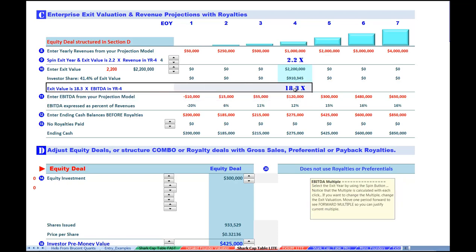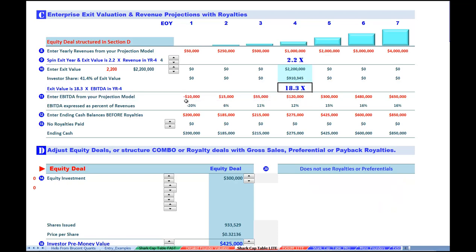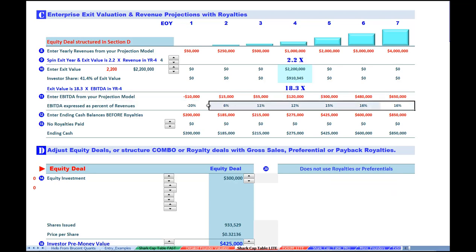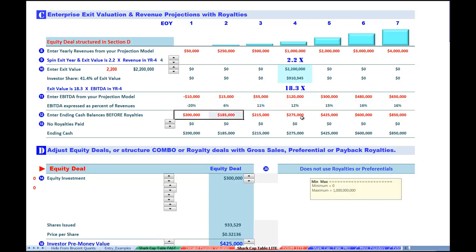Also, we have EBITDA multiple, and we get the EBITDA multiple from the EBITDA which we've entered. There's a percentage here which allows you to kind of guess if you don't have a financial model. You know, EBITDA in the 10 to 15% range is not too outrageous. Also, you need to estimate how much cash you will have, because we're going to ascribe a royalty which is going to come out of cash.